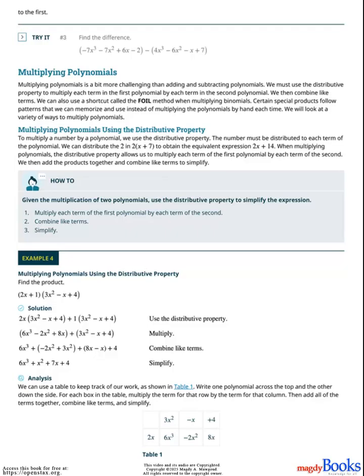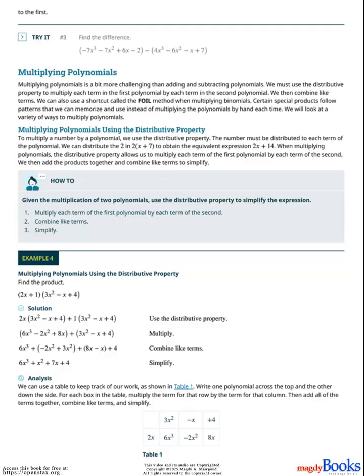1.4.3. Multiplying polynomials. Multiplying polynomials is a bit more challenging than adding and subtracting polynomials. We must use the distributive property to multiply each term in the first polynomial by each term in the second polynomial. We then combine like terms. We can also use a shortcut called the FOIL method when multiplying binomials. Certain special products follow patterns that we can memorize and use instead of multiplying the polynomials by hand each time.